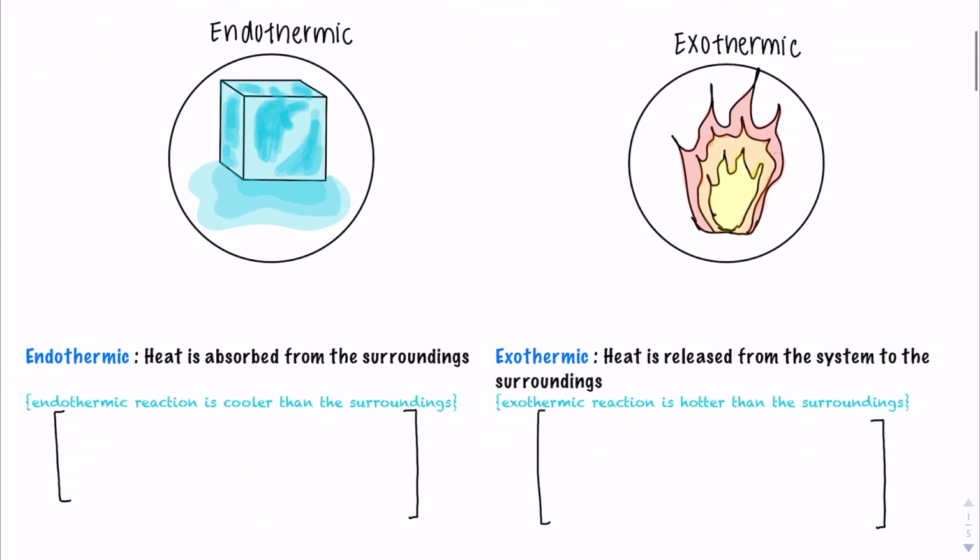In an endothermic reaction, heat is absorbed from the surroundings. This means an endothermic reaction is cooler than the surroundings. In this case, the ice cube is cooler than the surrounding air. In an exothermic reaction, heat is released from the system to the surroundings. This means the exothermic reaction is hotter than the surroundings. In this case, the fire is hotter than the surrounding air.